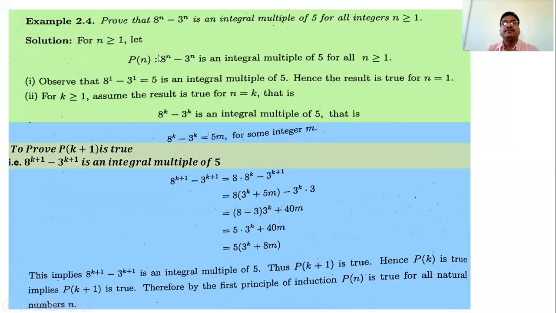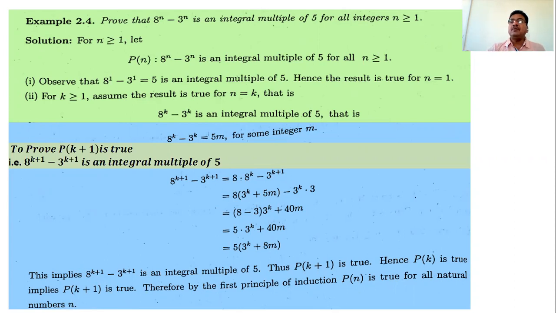Next problem: prove that 8 raised to n minus 3 raised to n is an integral multiple of 5. Integral multiple of 5 means it is a multiple of 5. So we know that when a number is a multiple of 5, it is divisible by 5, or we can write the number in the form 5 into some integer. For example, 5 is a multiple of 5, because you can write 5 as 5 into 1.